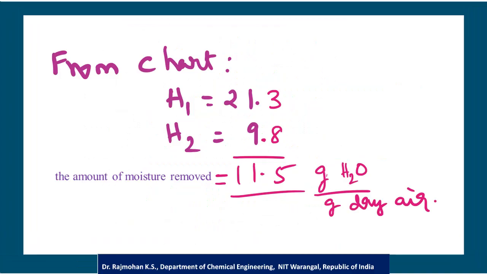So from the chart we have absolute humidity changing from 21.3 initially to 9.8 finally. Therefore the amount of moisture removed is H1 minus H2, 11.5 grams of water per gram of dry air. If m dot value is given, the amount of dry air is known, we can multiply it to get the actual amount of moisture removed for a given amount of dry air.